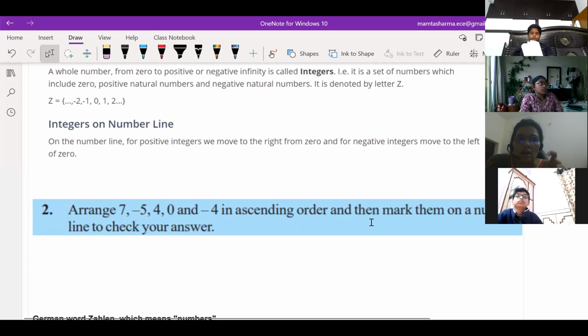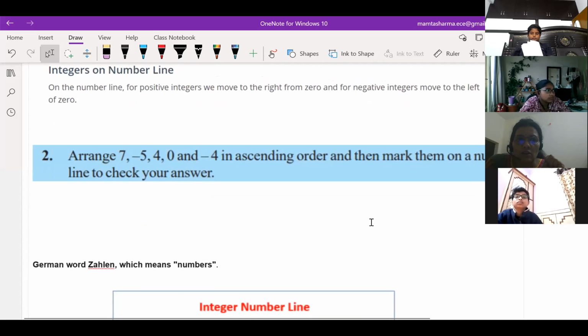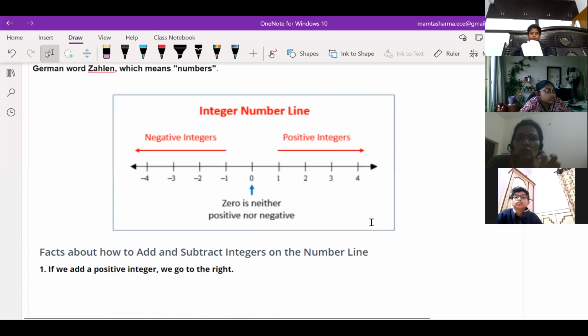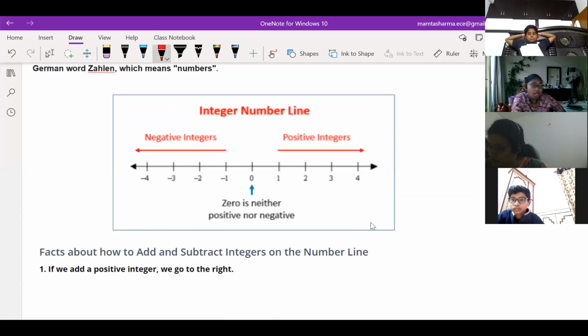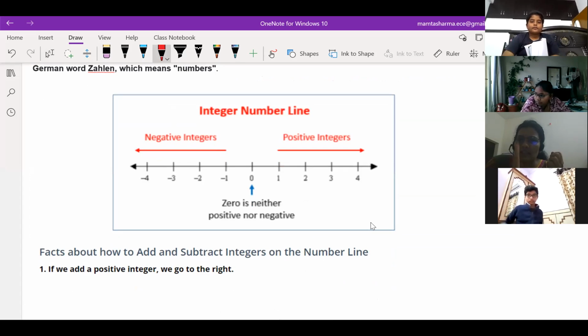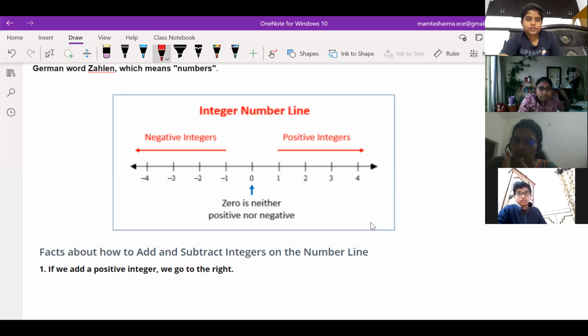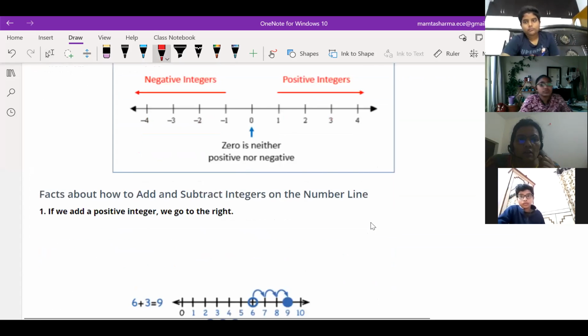Now, integers on the number line. How will you represent any integer on a number line? Positive numbers are written on the right side and negative numbers on the left side, and zero is in the middle. Correct.